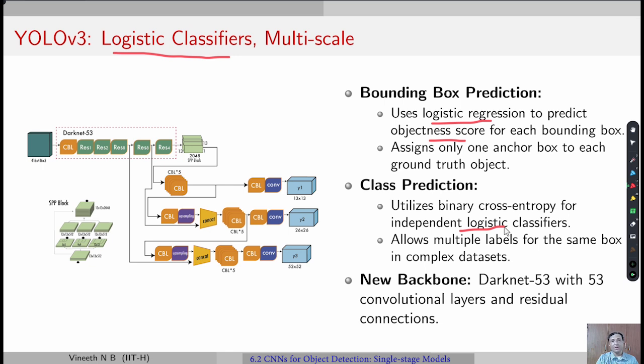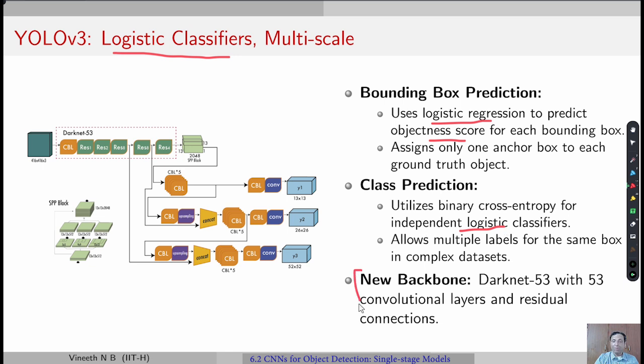This was done in particular because certain datasets had labels like person and woman, both of which can be true, and they wanted to ensure that these kinds of options are not precluded.